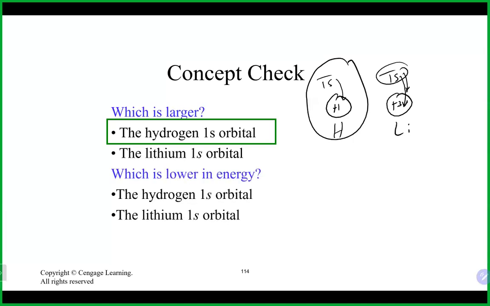Which one would be lower in energy? For the same explanation, it should be the lithium. Again, with that +3 charge, you can pull that electron closer to the nucleus, which means because it's closer to the nucleus, it should be lower in energy than the +1 charge of the hydrogen that's not going to pull it in as close. Any questions on that there?